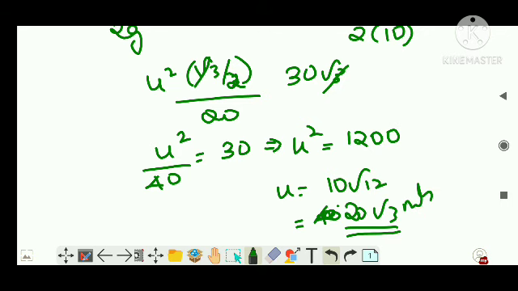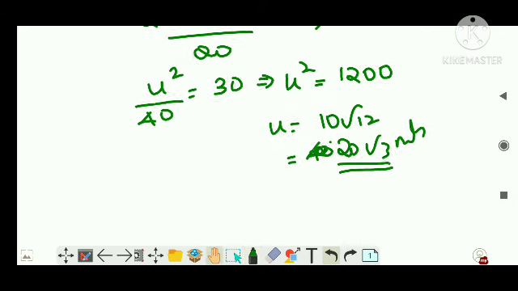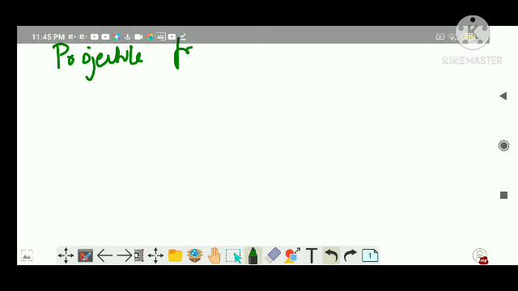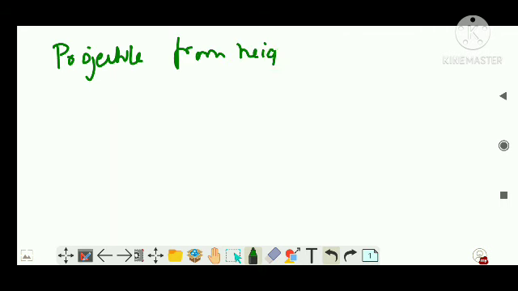Clear? Now this is the next section, guys, which is not present in your book. But for the entrance exam portion, it is very important. That is projectile motion from a height.